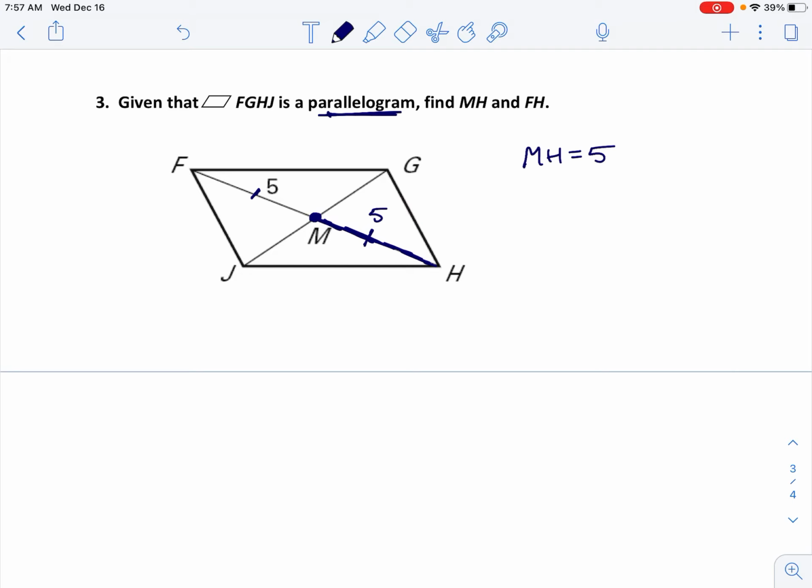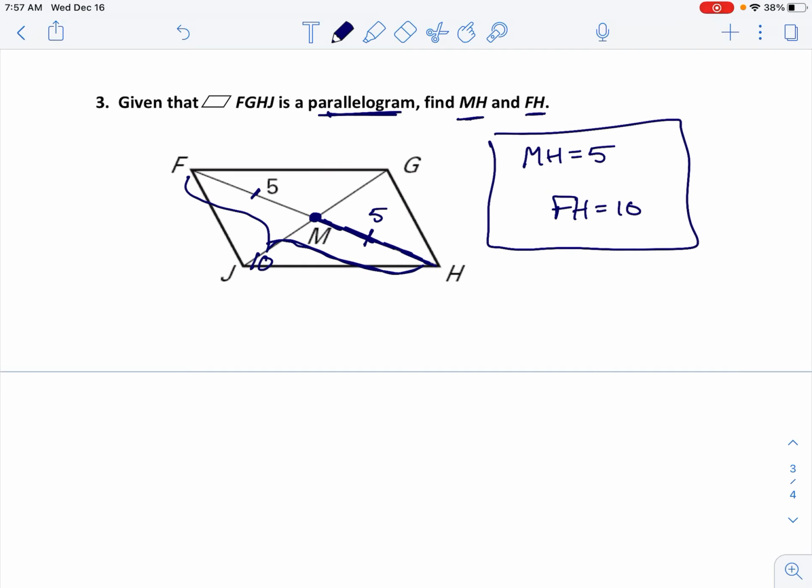And then if I want to find FH, which if you notice is just this whole part, well, I would do 5 plus 5, which is 10. So FH equals 10, which is actually the one we wanted to find. So this would be our final answer for that one.